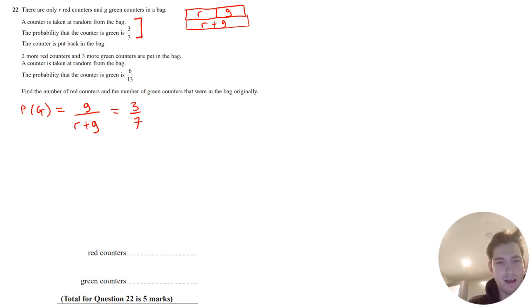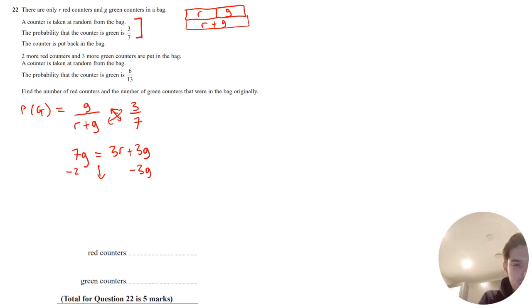Let me just get rid of those fractions there. So let's cross multiply. I'm going to have 7 times G equals 3R plus 3G. And let's simplify. Let's get rid of the 3G. So I have 4G equals 3R. Okay, good. I've got one equation.